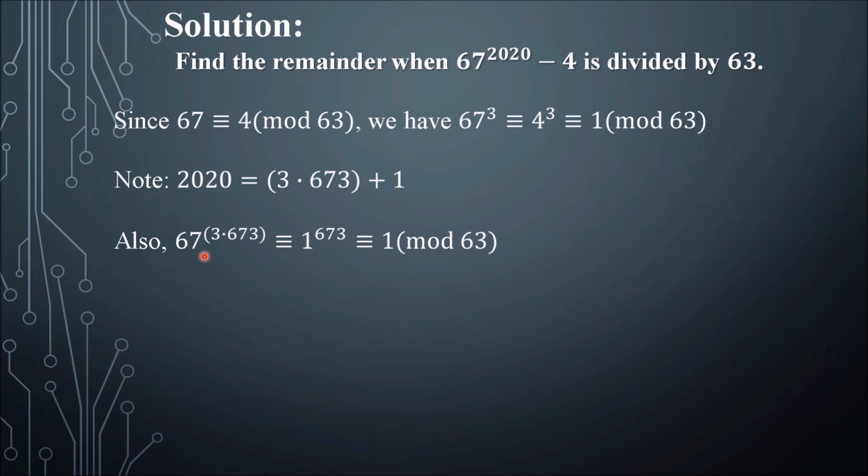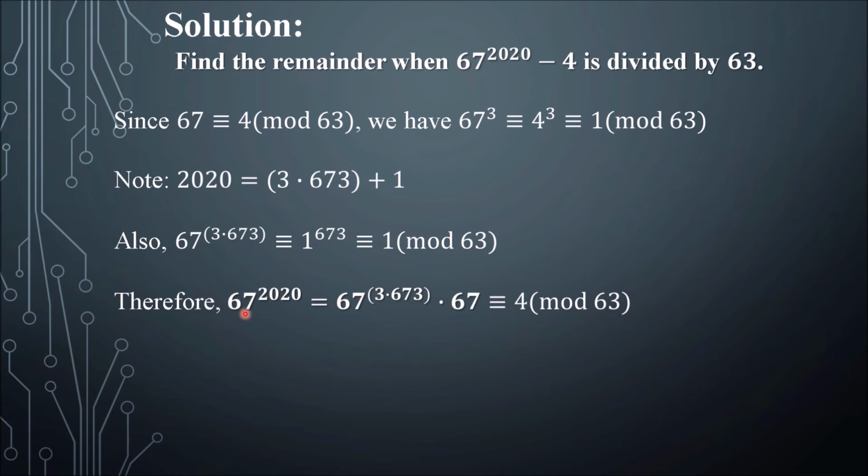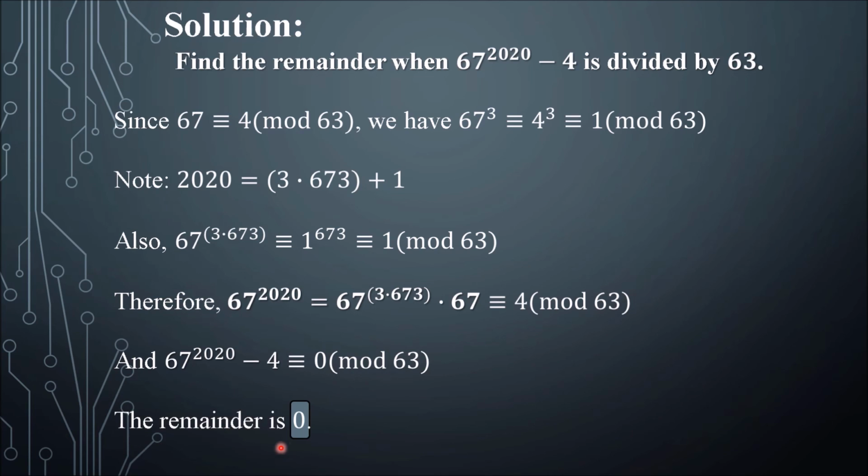Also, 67 raised to 3 times 673 is equal to 1 raised to 673, which is congruent to 1 modulo 63. Therefore, 67 raised to 2020 is equal to 67 raised to 3 times 673 times 67, which is congruent to 4 modulo 63. And 67 raised to 2020 minus 4, of course, is congruent to 0 modulo 63. Thus, the remainder is 0.